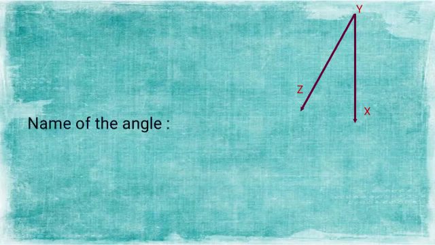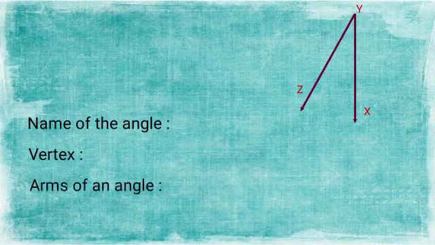Now I want everyone to quickly write the name of the angle, the vertex, and the arms of an angle. I hope these three concepts are clear to you: how to write the name of the angle, how to identify or write the vertex, and what the arms of an angle are.